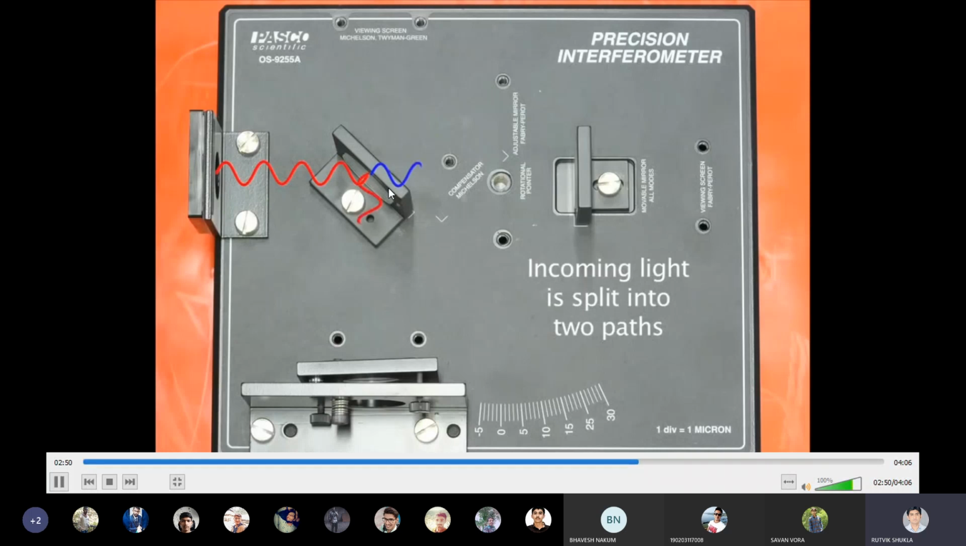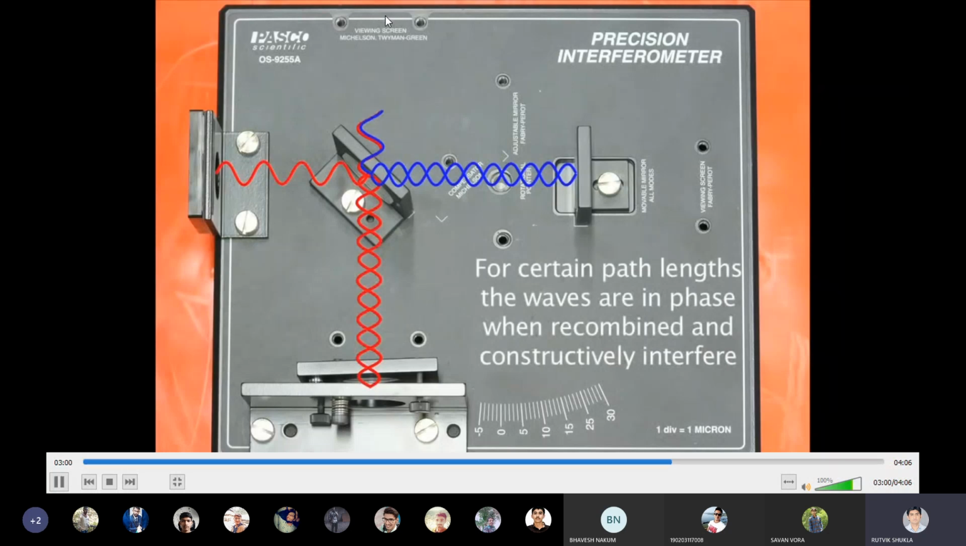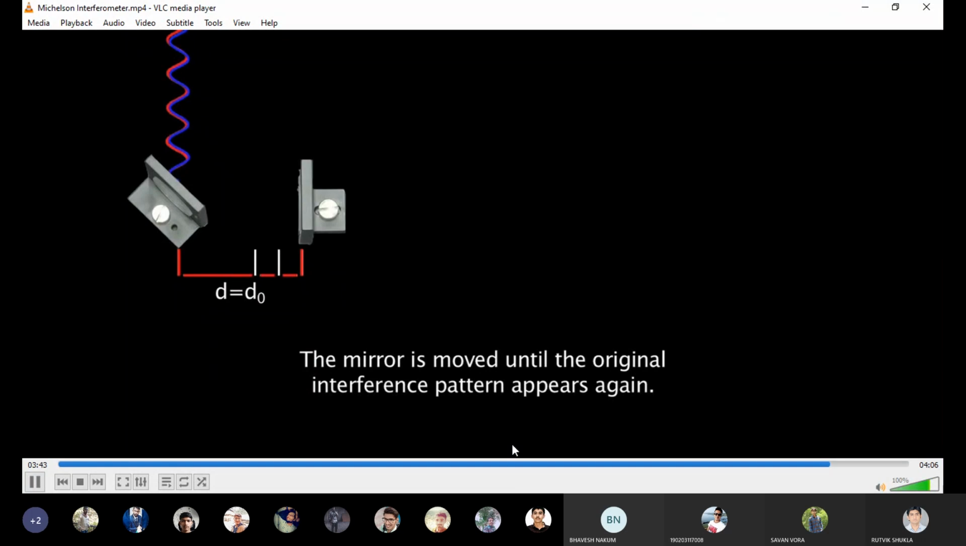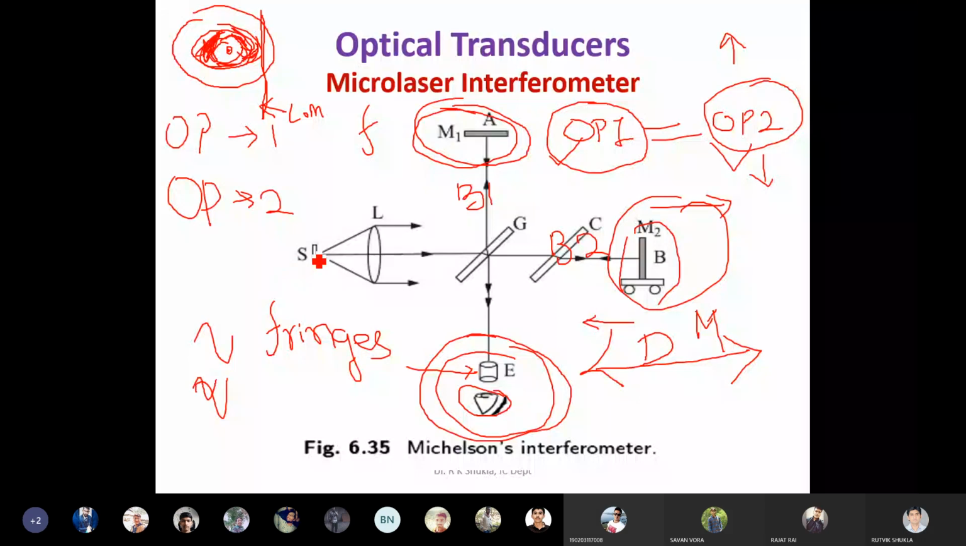And this is the same thing: light coming out of the source goes to the beam splitter, strikes the target, strikes the mirror, comes back, and ultimately strikes the observer's eye or the viewing screen. So I hope you got an idea of this. Yes, sir. So that is called a fringe. Fringe means the alternate light and dark that was visible.